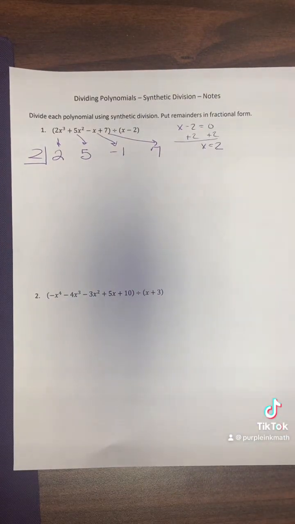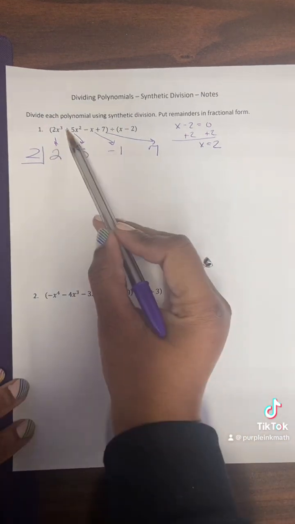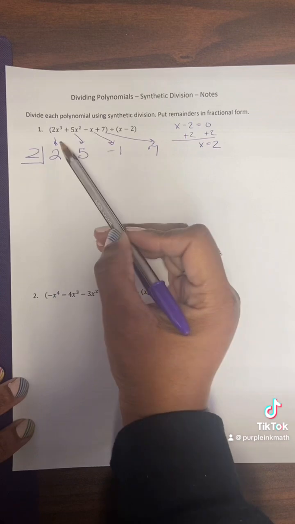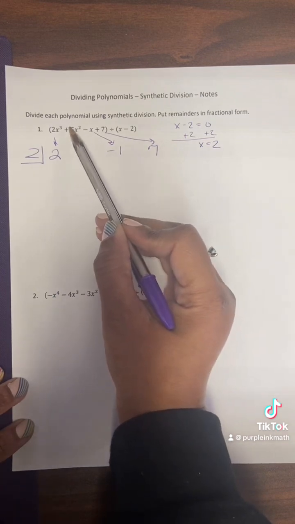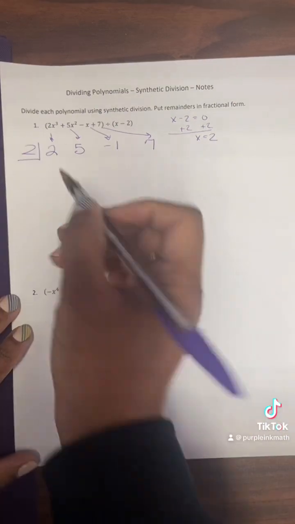Now, I am not missing a term. Missing a term means that your exponents are skipping a number. Like here we have cubed, squared, x, and a constant. So if we were missing the squared term and we only had cubed and then the x, we would be missing a term. So I'm not missing anything.